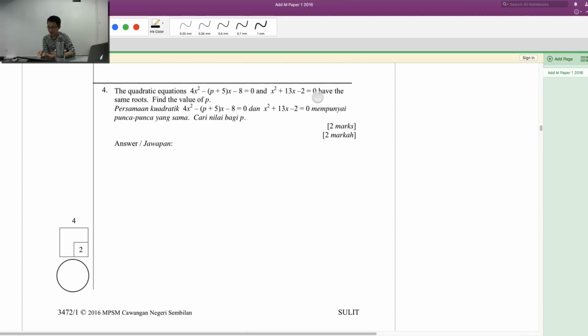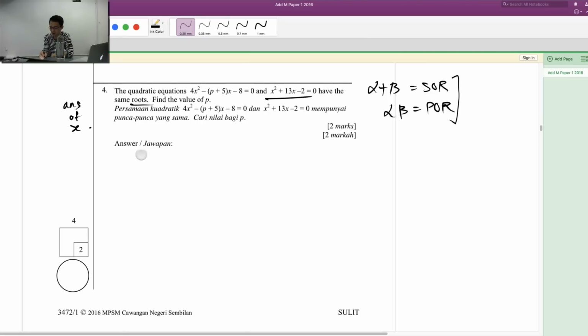Same root. I guess this is something like alpha plus beta equals the sum of roots, and you have the product of roots equals alpha beta. But it's just 2 marks. Let me teach you an easier way. Of course, you can use this one, but it will take some time. First thing you have to understand: root means the answer of x, isn't it? I say it many times. I see this equation does not have any unknown, so I will try to get the answer of x from this equation.